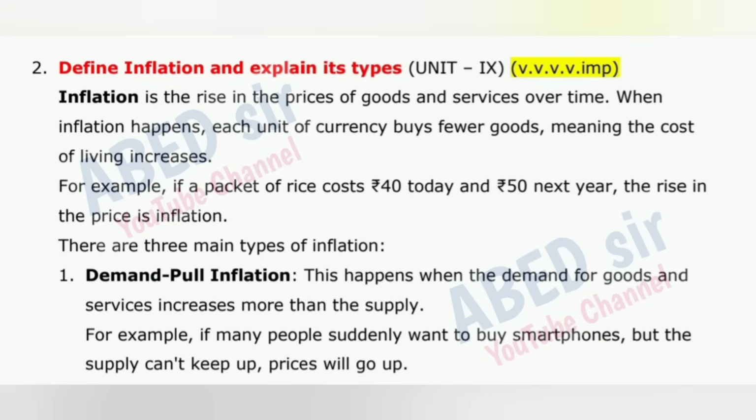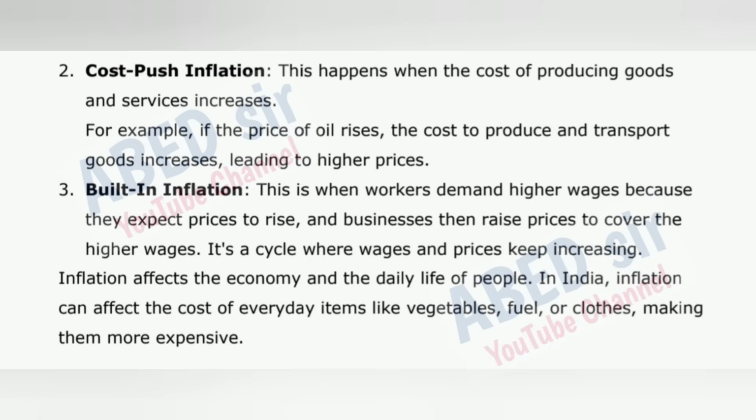1. Demand pull inflation. This happens when the demand for goods and services increases more than the supply. For example, if many people suddenly want to buy smartphones, but the supply can't keep up, prices will go up. 2. Cost push inflation. This happens when the cost of producing goods and services increases. For example, if the price of oil rises, the cost to produce and transport goods increases, leading to higher prices.